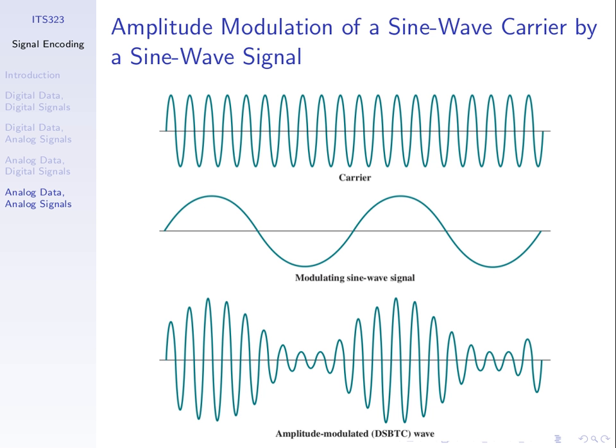Change either the amplitude, the phase, or the frequency of the carrier signal. Similar to our shift keying, but remember shift keying was about sending our digital data as analog signals. This is about sending analog data as analog signals. In shift keying, we had amplitude, phase, and frequency shift keying. In modulation, we have amplitude, phase, and frequency modulation.